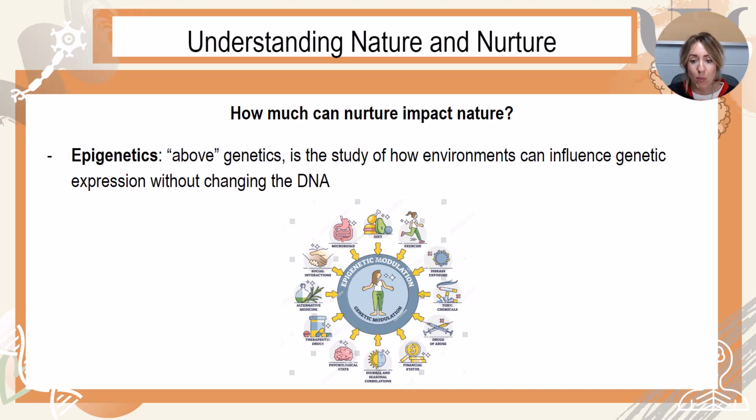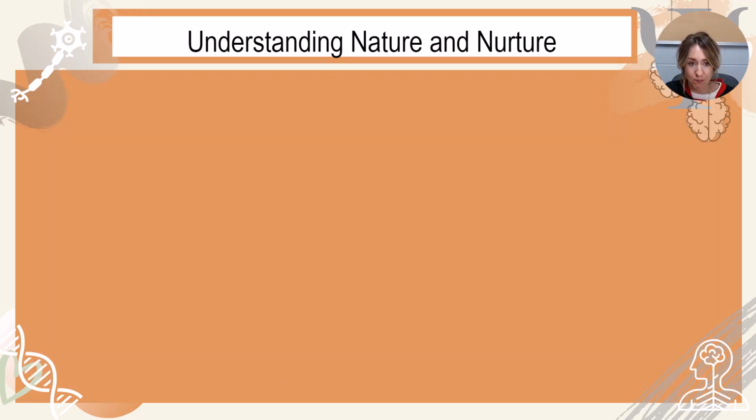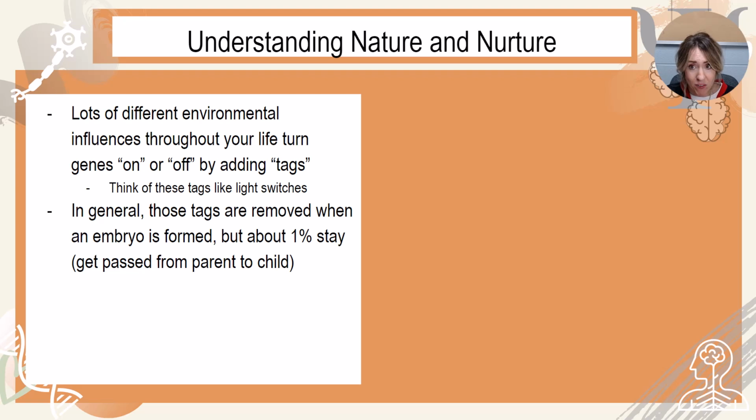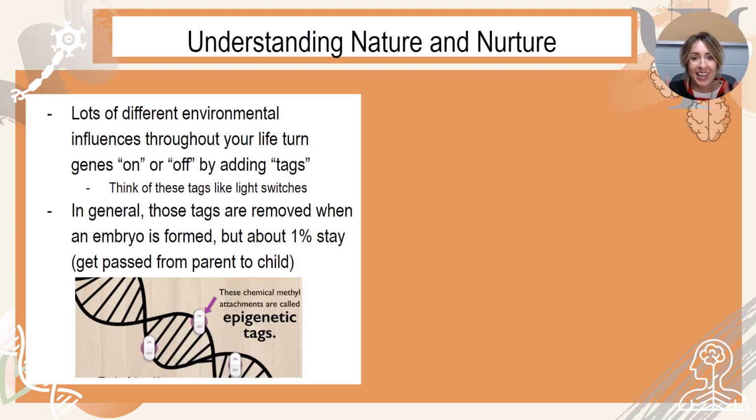So for example, if you smoke, it can actually change the way your DNA either is tight or loose, and that can change the way that then you behave, or different diseases you may get, or different things that may happen to you, right? So lots of environmental influences through your life can turn on genes by adding tags. I want you to think of these tags as like light switches. So a tag is added onto your genetic coding, and then it either turns on or off the gene.